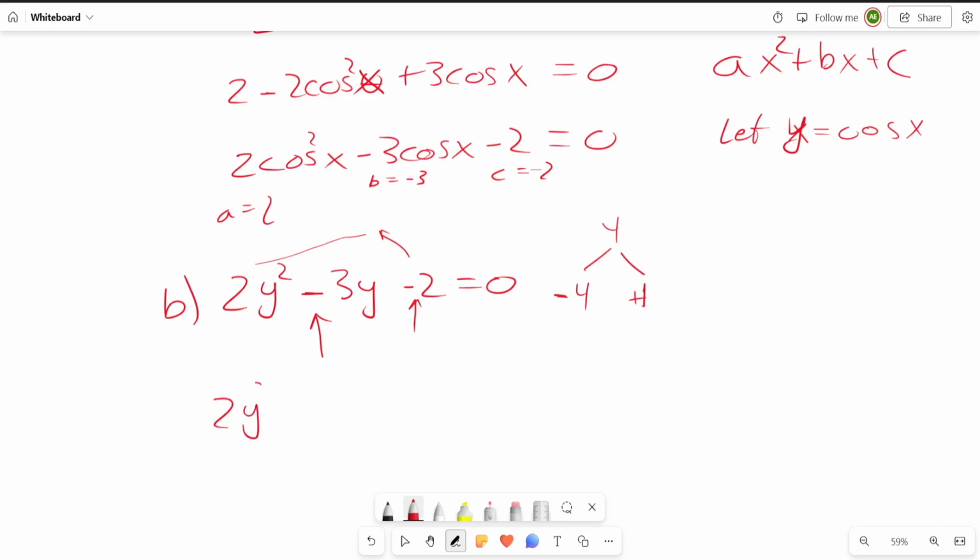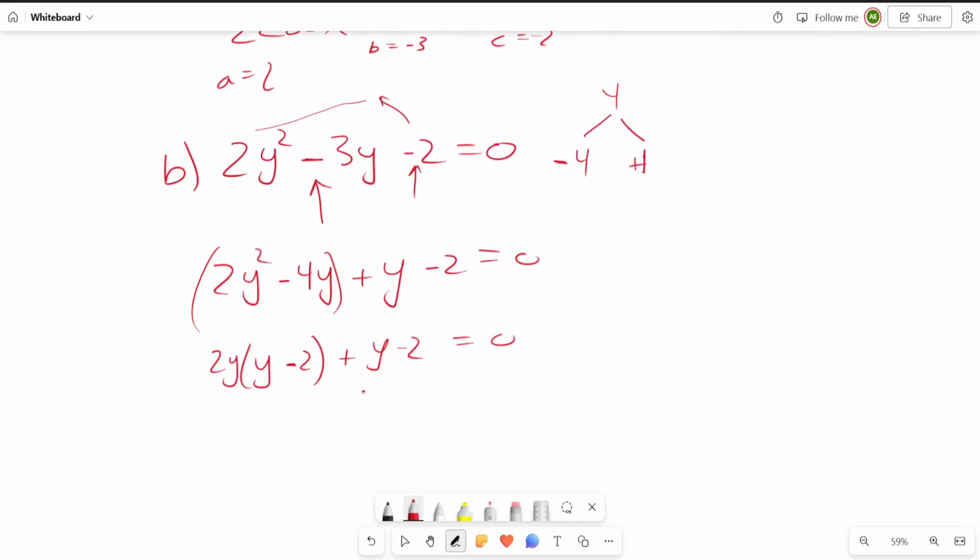Rewrite this as 2y squared minus 4y plus y. So this minus 4 is here, this one is basically here, and then minus 2 equals 0. Now I can group and take 2y common from these first two terms. I will have a y minus 2, and then plus I'll have a y minus 2 here, equals 0. I will notice that y minus 2 is common. I can take it out.